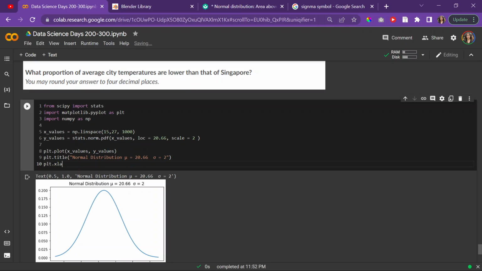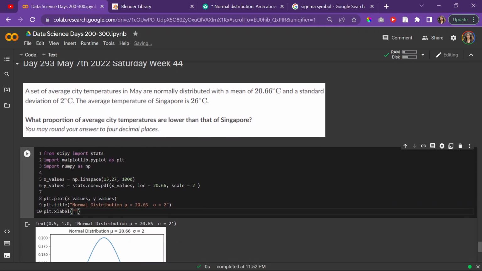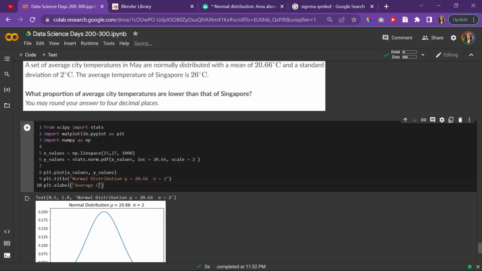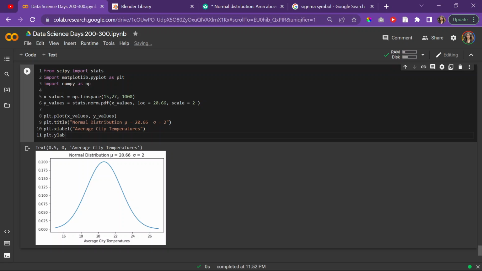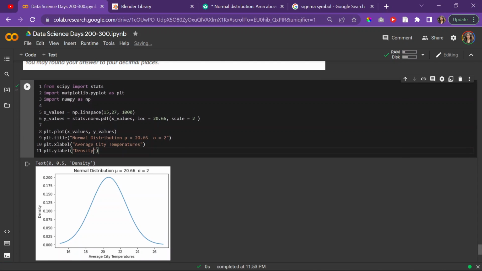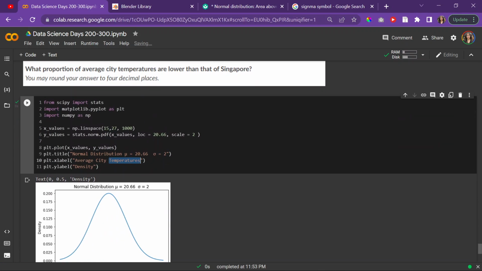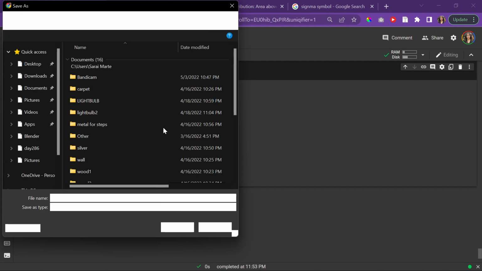We can do plt.xlabel to label the x-axis, and that's going to be in context of the problem, which is pretty much average city temperatures. And then run that, you're going to see that at the bottom. And then we're going to do plt.ylabel. I'm just going to call that density because we calculated the density of each average city temperature. And I think that's good. We can be a little specific and say in Celsius, but whatever, it's fine. So I'm gonna right click, save this image.